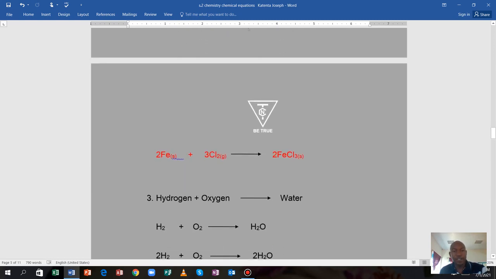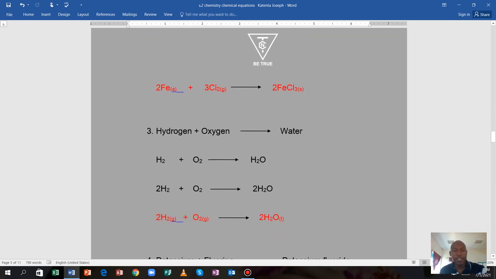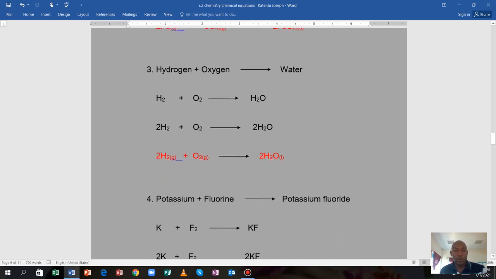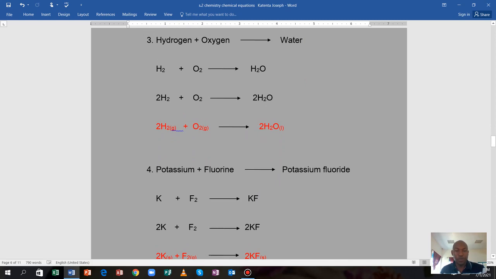Next, state symbols. We know that iron is a solid, chlorine gas, I have the G, and iron 3 chloride is a solid. Let's go to the next example.